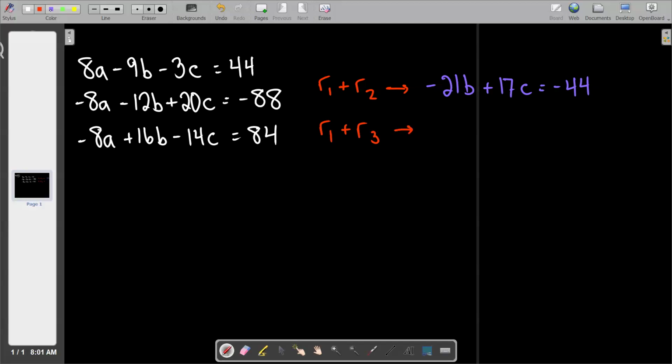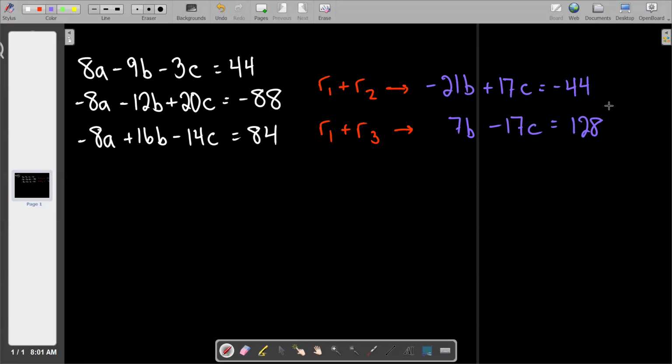The A's cancel out. We get 7b minus 17c equals 128. Perfect.